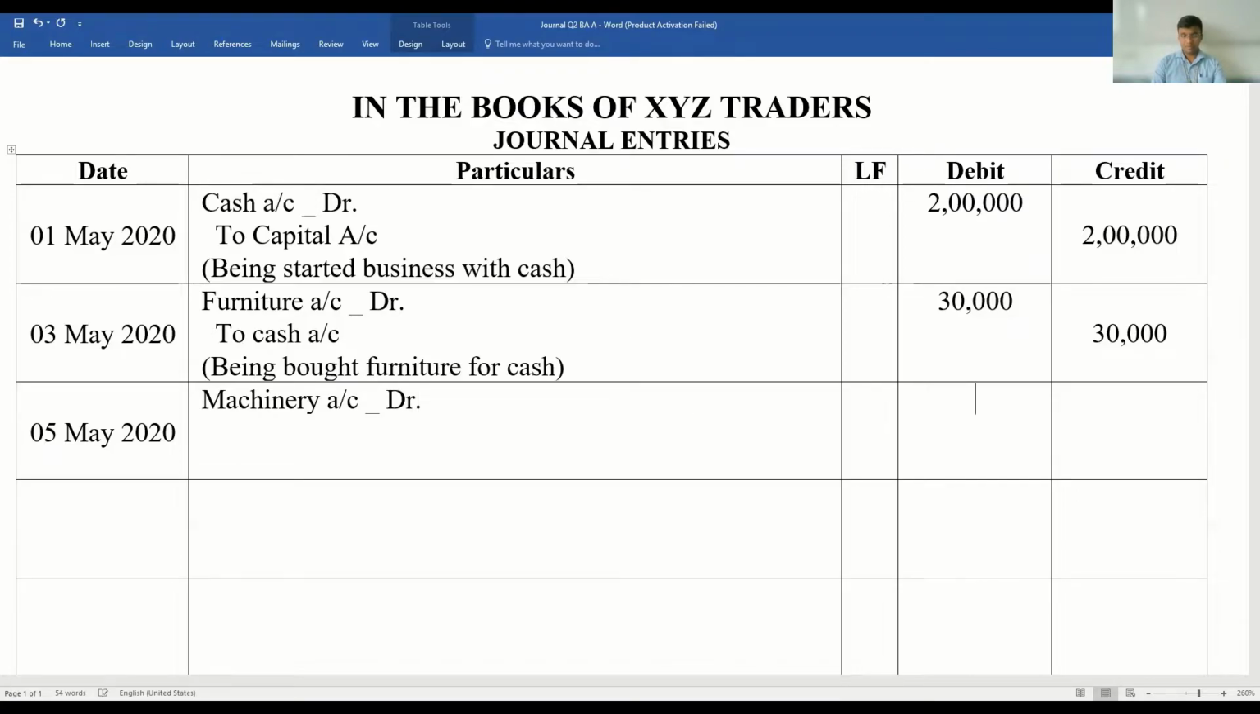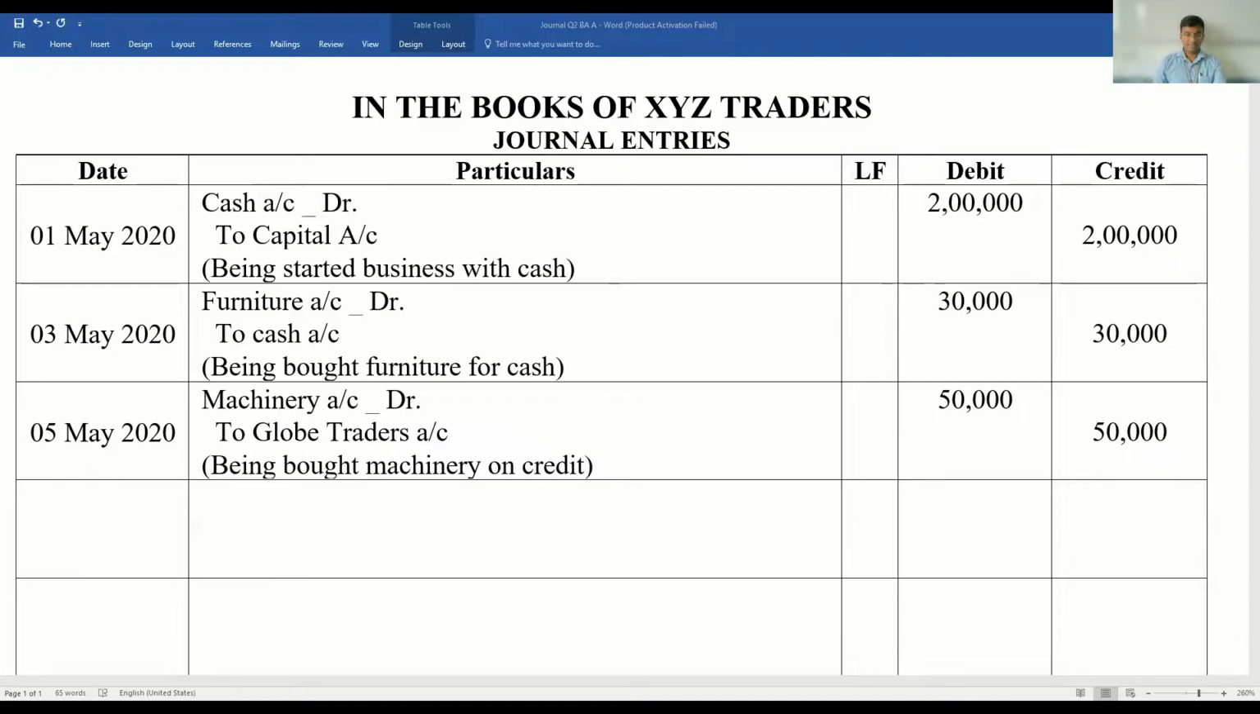So machinery account debited 50,000 to Globe Traders account, which is personal, and golden rule for personal account is debit the receiver, credit the giver. So in this case, Globe Traders is giving you the machinery. Okay, Globe Traders is giving you the machinery. So being bought machinery on credit, and that is 50,000.